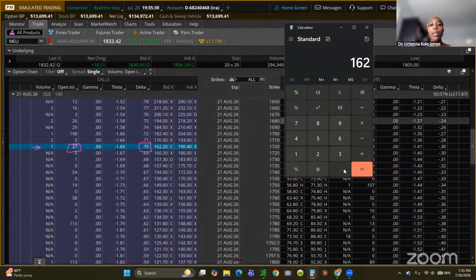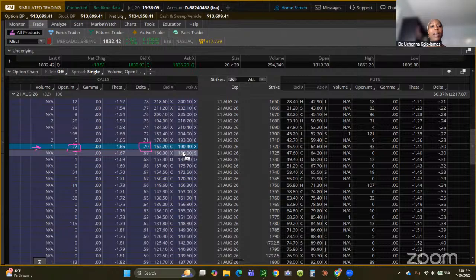162. So I'm doing the bid divided by the ask. 190, 0.4. So 1 minus this is like 15%, right? What's bigger, 10% or 15%? 15%. So right now, this does not follow my rules. I said I only want to do option contracts that the bid-ask spread is 10% or less.